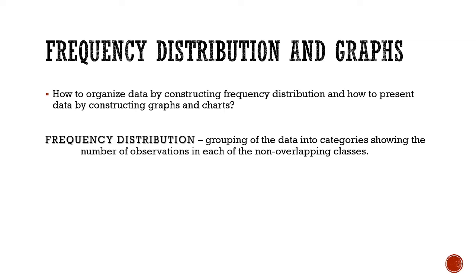So by definition, frequency distribution actually is grouping of data into categories showing the number of observation in each of the non-overlapping classes. It can be numerical, it can also be categorical. So frequency distributions can either be those two. When we say numerical, it deals with numerical data. By numerical data, we mean those under the interval and the ratio level of measurement. And when we talk about categorical, it may fall under the ordinal and nominal level of measurements.